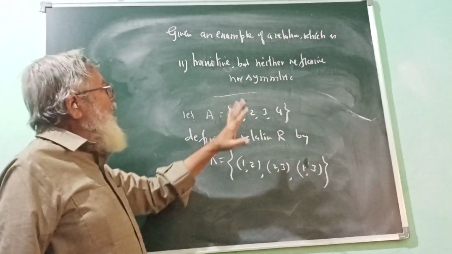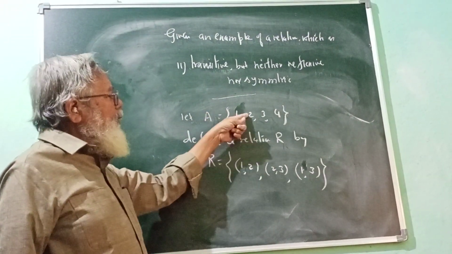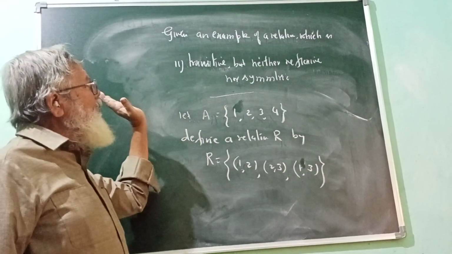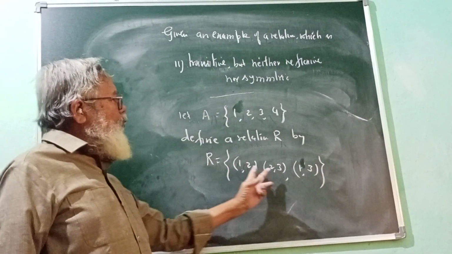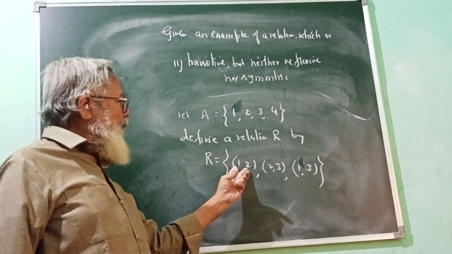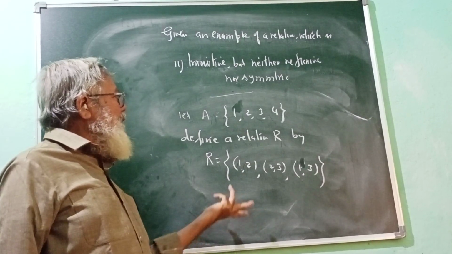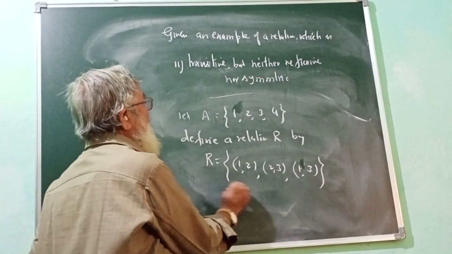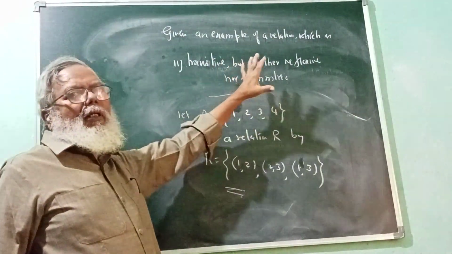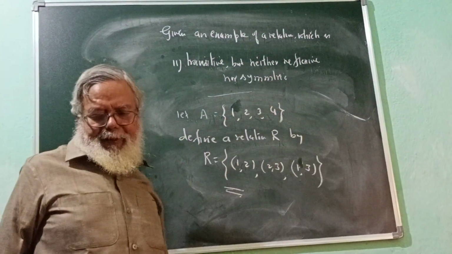But it is neither reflexive: 1 has no reflection, 2 has no reflection, 3 has none, 4 doesn't have any reflection. So it is not reflexive. Symmetric: (2, 3) is there, but (3, 2) is not there. Similarly, (1, 2) is there, (2, 1) is not there. Therefore, it is a relation which is only transitive, but neither reflexive nor symmetric.